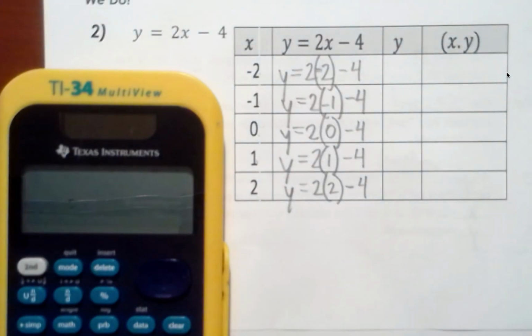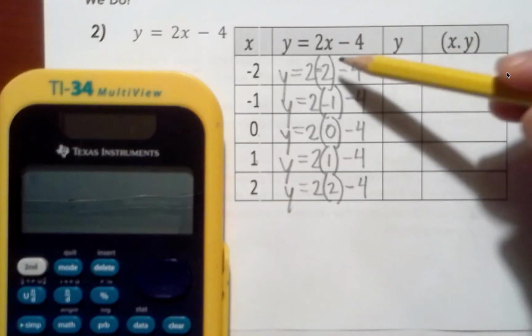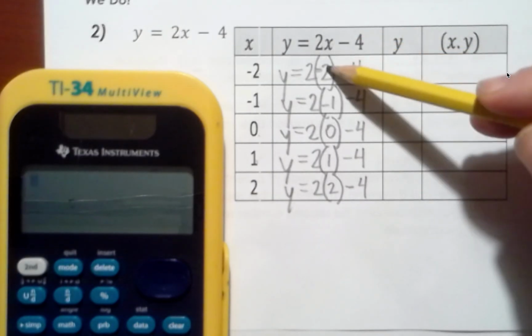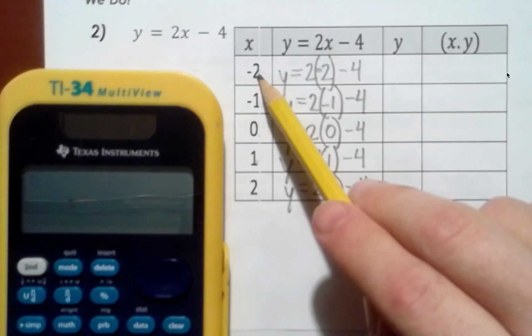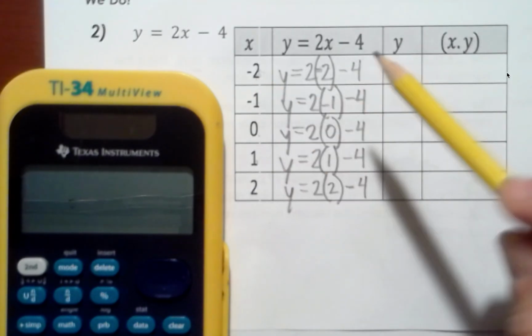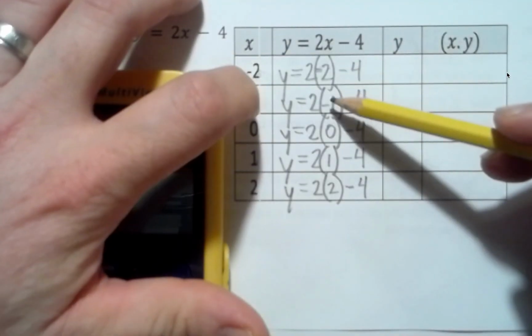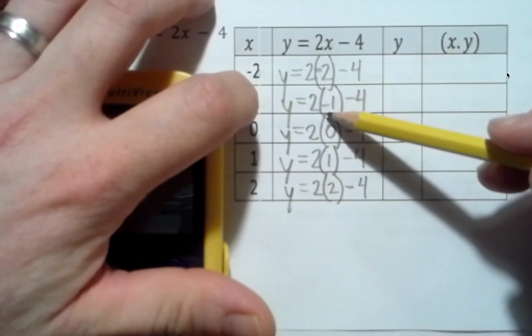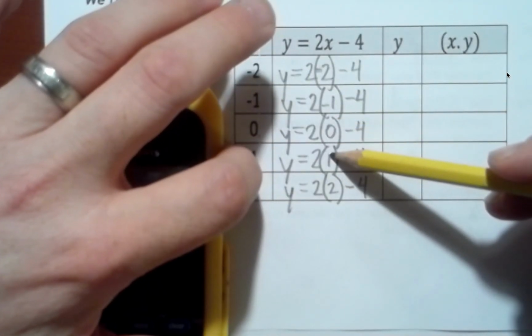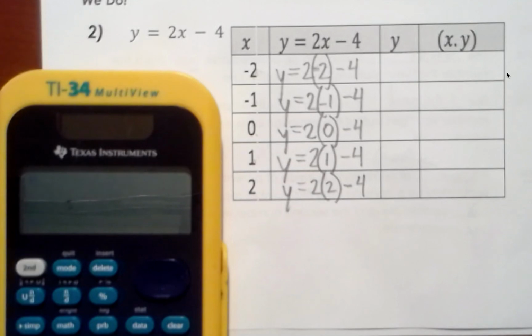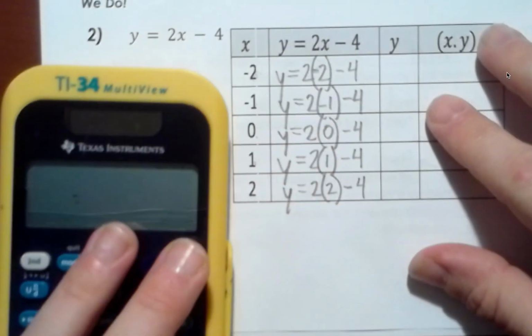Okay, so now that we have all this substitution, all I did was replace x with the number in the x for that row, for every single one. So -2, -1, 0, 1, and 2. And now I could just let the calculator do that work for me. So to my first row, that's really the only thing I'm going to have to type in a lot.